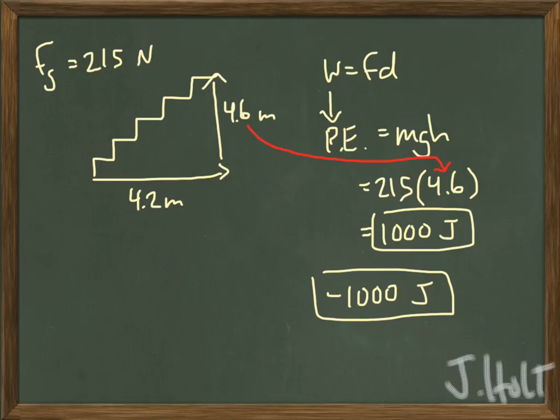So that 4.2 over here, that's just to throw you off. You don't have to actually make a triangle at all. You don't have to find the hypotenuse. You don't have to do any trigonometry. Back in the day, two months ago, you would have had to do all that. But now that we have these energy equations, it's way easier. If you're carrying something up and down, just solve for potential energy, and that's it.